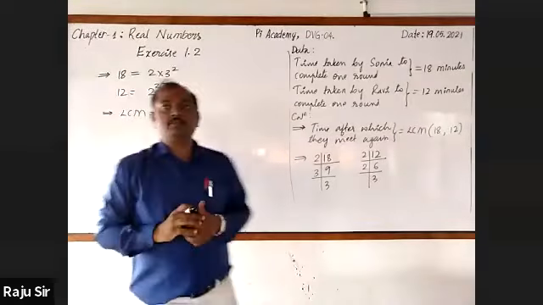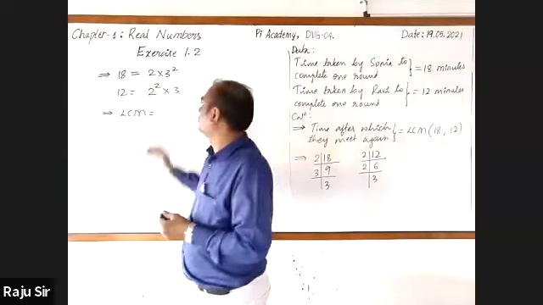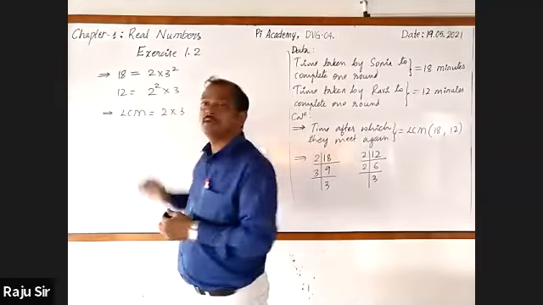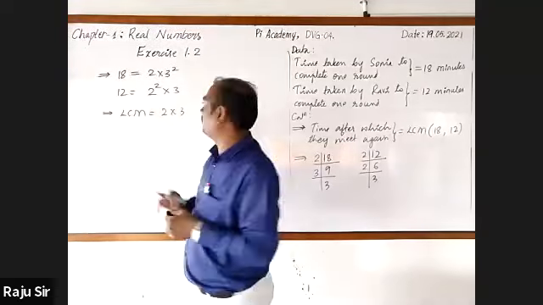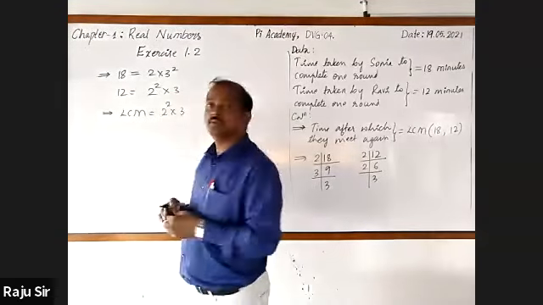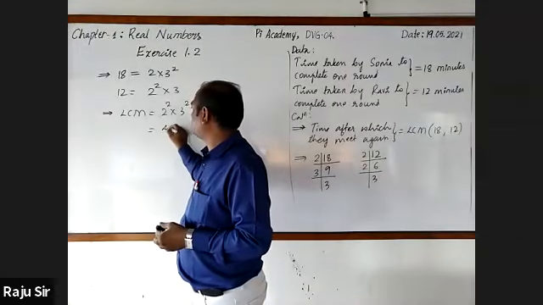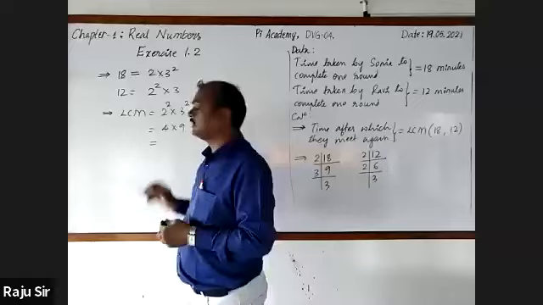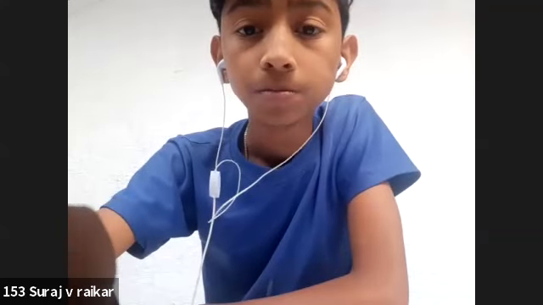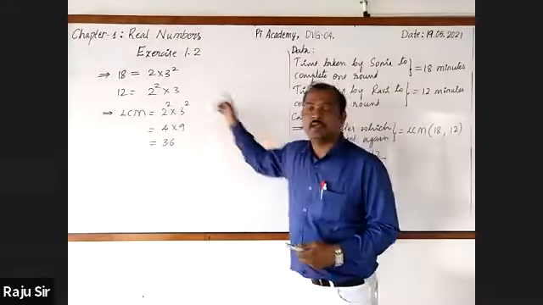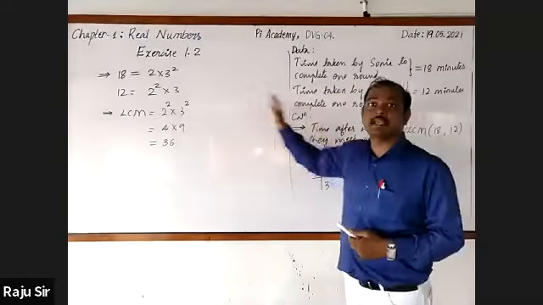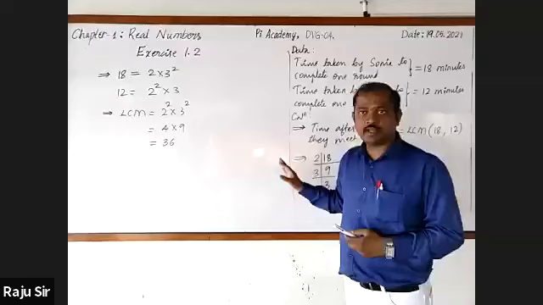As we want LCM, to find out the LCM, we should take all the factors. The factors are 2 and 3 with their highest power. Highest power of 2 is 2, 3 is also 2. Here 2 square is 4, 3 square is 9. 4 nines are 36. After 36 minutes, again they start moving from the same point. Clear?